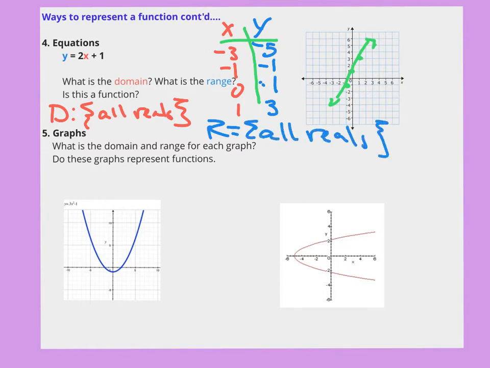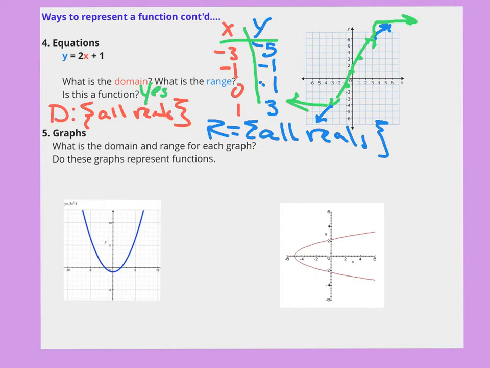What it looks like in a graph is an arrow going off in both directions. I can see that for my y's, I continue to go up to positive infinity and down to negative infinity. But I can also see that my x values are going outwards in both directions as well. So that's why I have all reals. Is this a function? We already looked at that. For each x value, we had exactly one y value come out. So yes, this here is an example of a function.